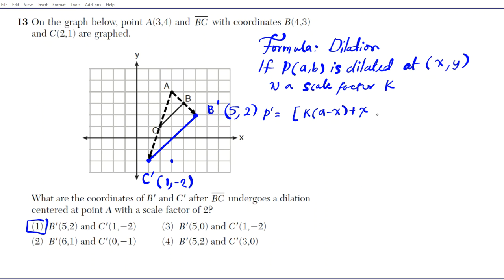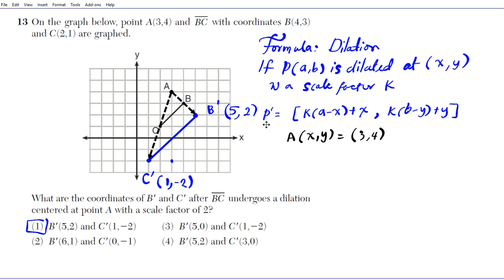And then for b, you do the scale factor k times b minus y plus y. Alrighty? So let's go ahead and do it. Our x, y will remain the same. So x comma y is going to be the point that the dilation is centered about, which is basically point A, and that is 3, 4.